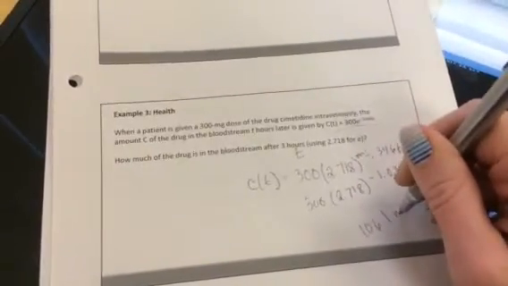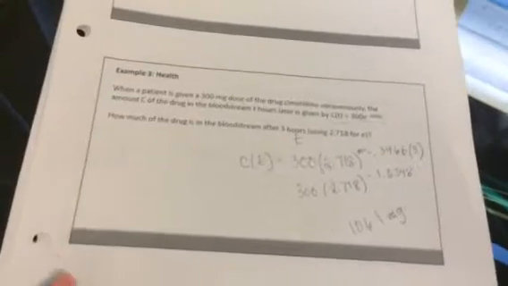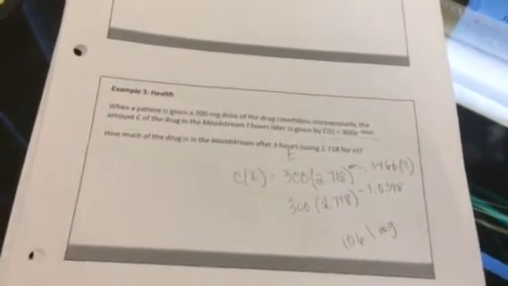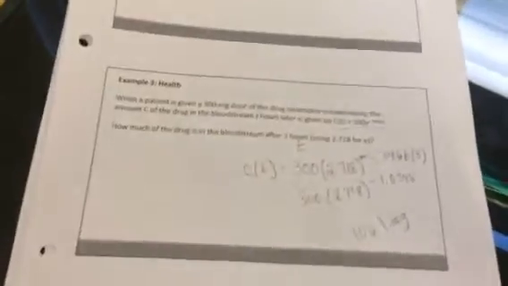6.1 milligrams, because that's what we're looking for. How much is left in the system, which seems like a reasonable answer, right? The longer a medication is in your system, it's going to start decreasing, right? The longer you've had it in your system, the less you have in your system. So we started with 300. After 3 hours, we're only down to 106.1, so that makes sense.